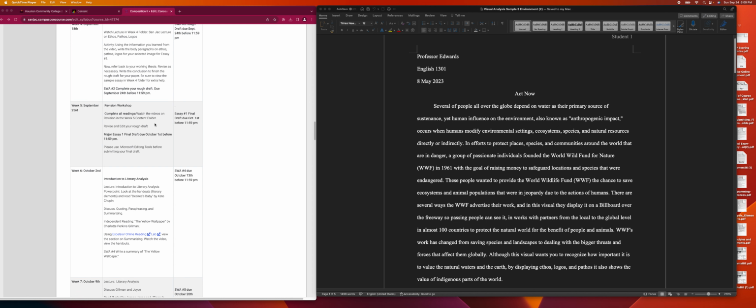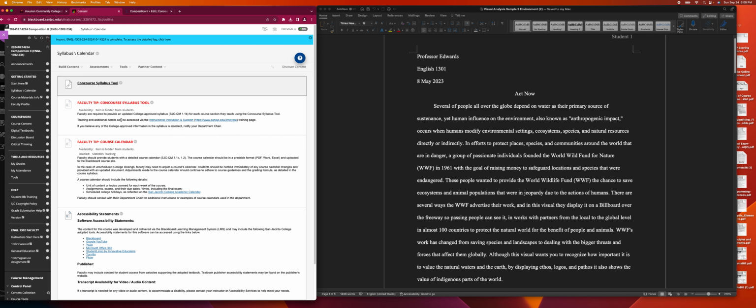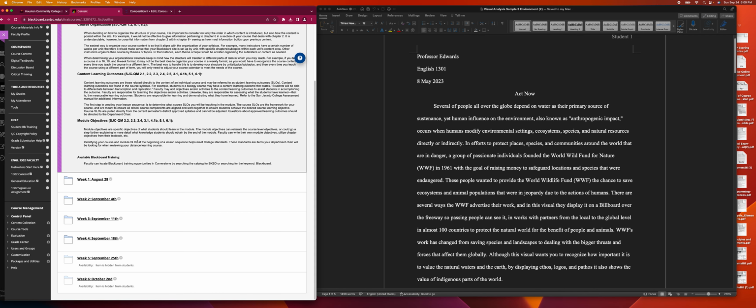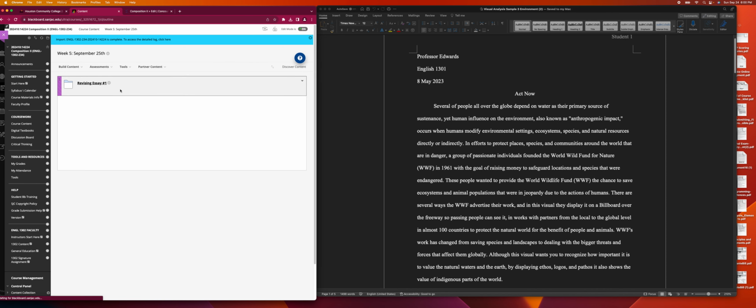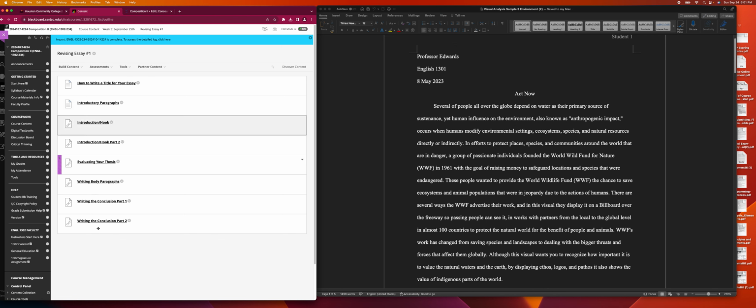So basically just go step by step in that week 5 content folder, click on the first thing, and see what is there. If we take a look at that particular folder, it has one tab. It says revising essay number 1. When you click on it, you're going to go through each of these steps. The first step is how to create a title for your paper, right? That's a pretty easy process. If you follow the PowerPoint slides and do what it says on each slide, it should get you to a really good working title for your paper.